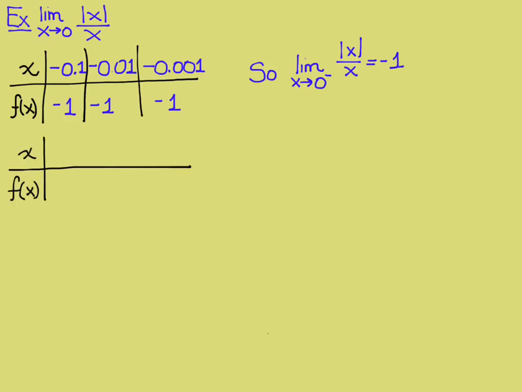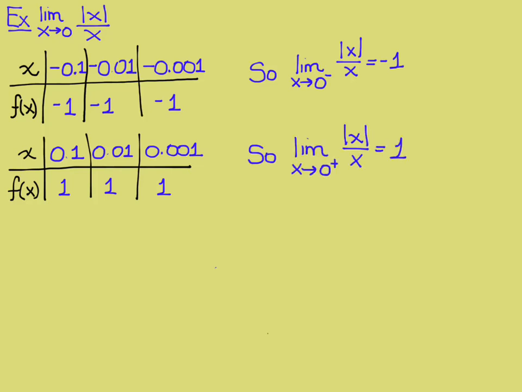We can do the same table, but this time choosing values of x that are slightly greater than 0. So like 0.1. When I plug that into my function, I end up with positive 1. If I try plugging in 0.01, I again get positive 1. And when I try plugging in 0.001, again I get positive 1. So the limit as x goes to 0 from above of the absolute value of x over x is positive 1.